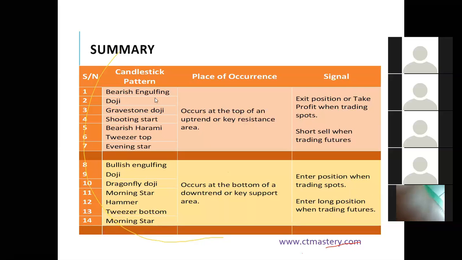We should expect the bearish engulfing, the doji, the Gravestone Doji, the shooting star, the bearish Harami, the Tweezer top, and the evening star. So when they occur at the top of an uptrend or a key resistance area, the signal it's giving us is that we should exit our position or take profits if we are trading spot, or we should short sell when we are trading futures.